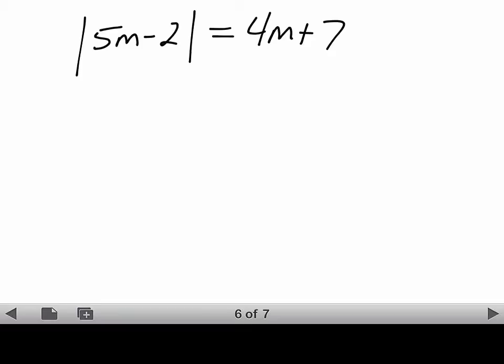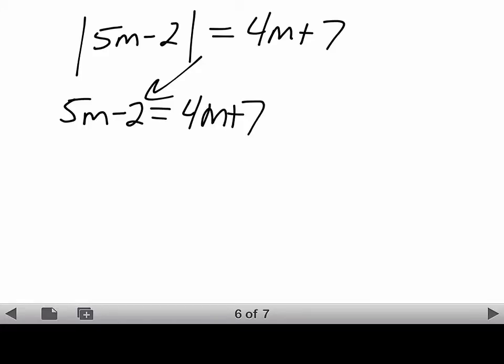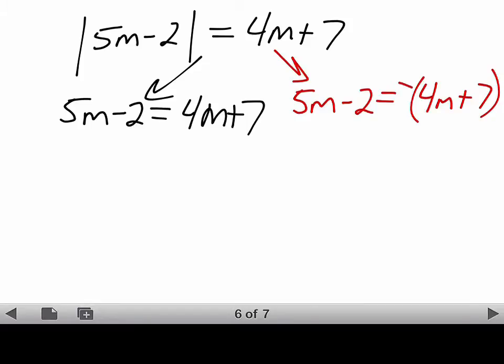In this equation, we have the absolute value of 5m minus 2 is equal to 4m plus 7. And we're going to handle this the same way we did before, even though there are two terms on the right-hand side. We're going to write down two equations, for one of which we drop the absolute value symbols and write everything else as is. 5m minus 2 is equal to 4m plus 7. And for the other one, we're going to drop the absolute value symbols. We're going to write down the negative of what's on the right-hand side, but since it has more than one term, we're going to wrap that in parentheses.